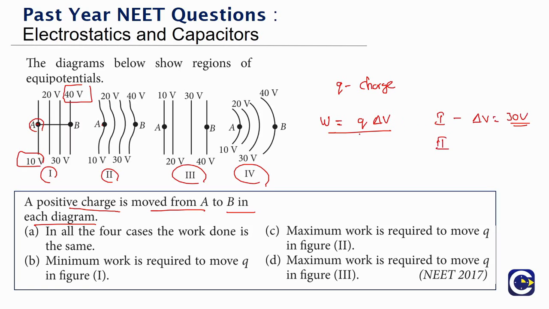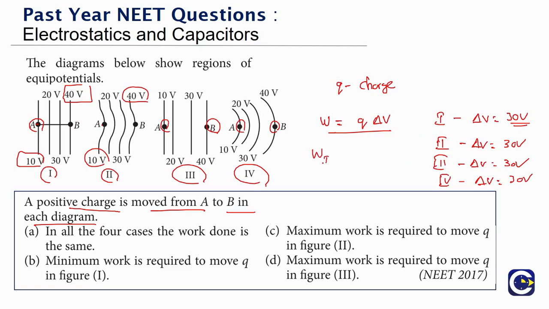In diagram 2, A is again 10 volt, B is again 40 volt. Means here also what is the delta V? 40 minus 10, 30. Diagram 3, A is 10, B is 40. So diagram 3 also delta V is 40 minus 10, that is 30. Diagram 4, A is 10 volt, B is 40 volt. So diagram 4 also, what is the delta V going to be? 40 minus 10, 30. In all the 4 cases, delta V value is same, which means what?